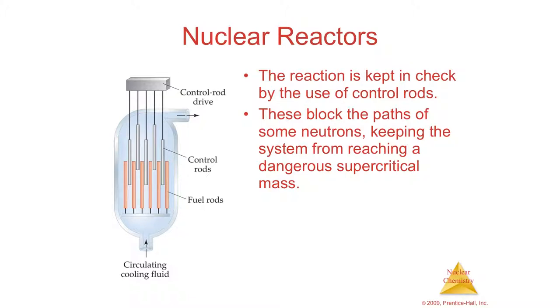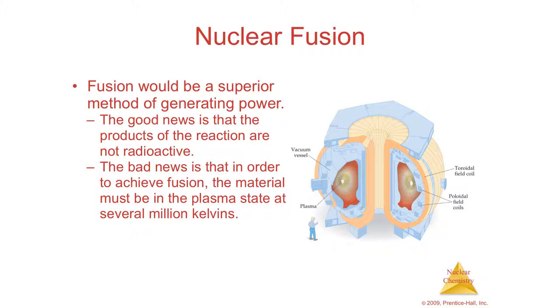So if you block them with these control rods, then it keeps it from reaching a supercritical mass and the whole thing exploding. You don't want your neighborhood power plant to, you know, completely annihilate all living things on Earth. It's a bad design. This is section 21.8 on fusion.